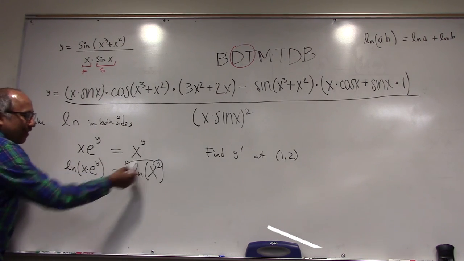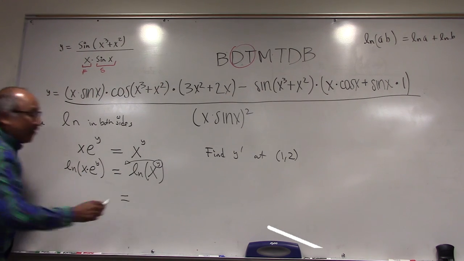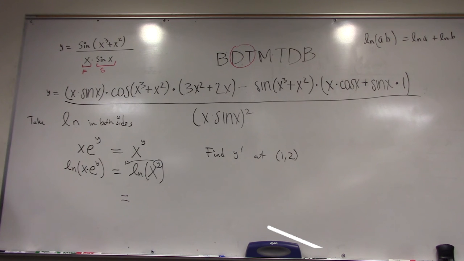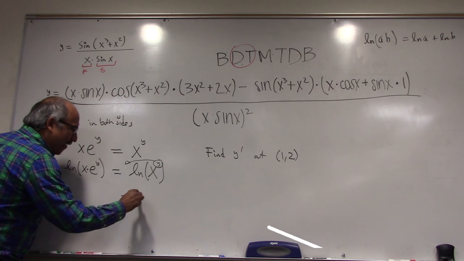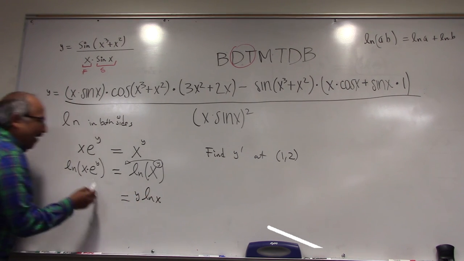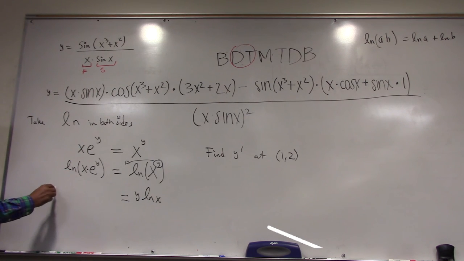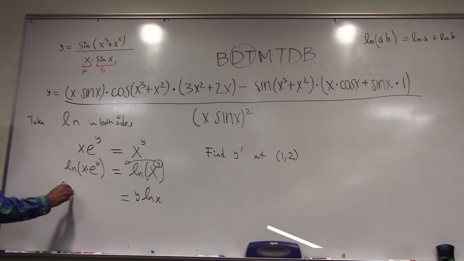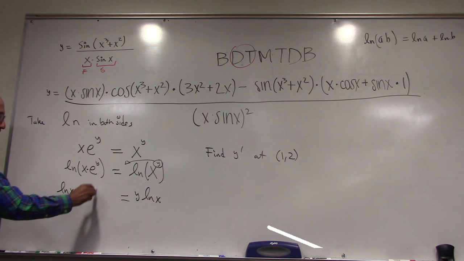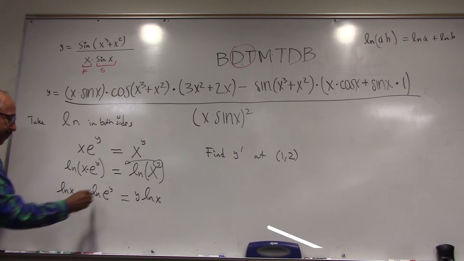So let's bring this one down. I'm not taking derivatives. I'm only using the properties of the natural logarithm. So this is y ln of x. You guys agree? How about here? It's going to be ln of x plus ln of e to the y.